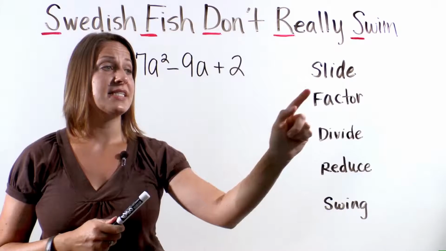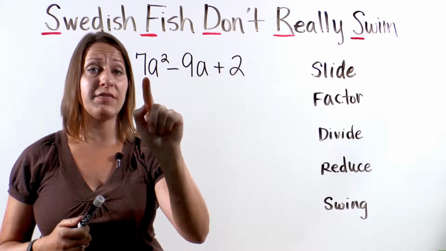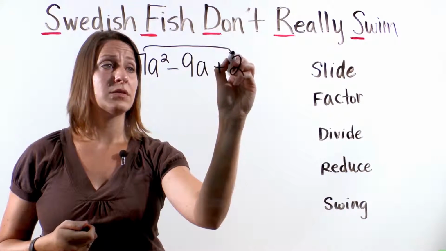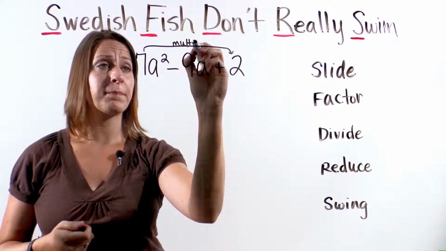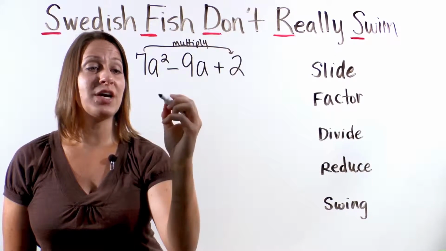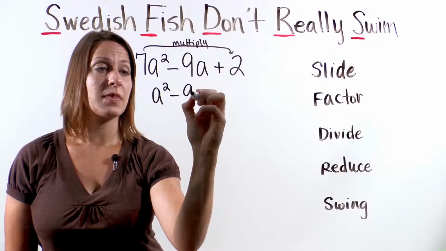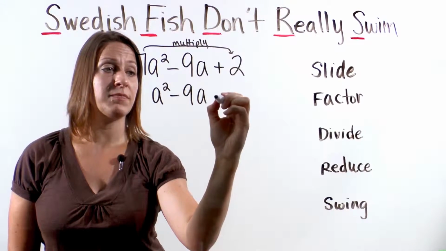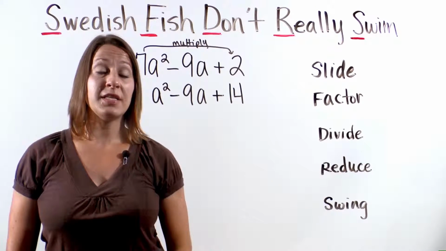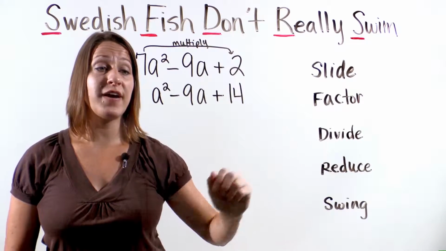Our S stands for the word slide. What this step means is we're going to pick up this first 7 and we're going to slide, which is really multiply, by the positive 2. This is what our new trinomial will look like. It's going to look like a squared minus 9a plus 14.